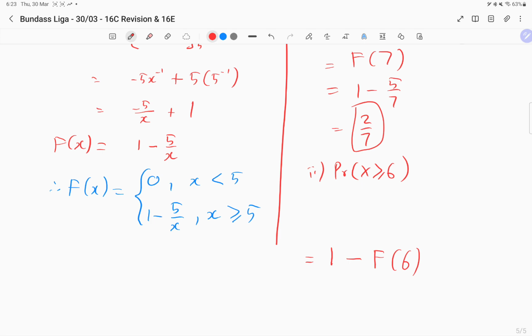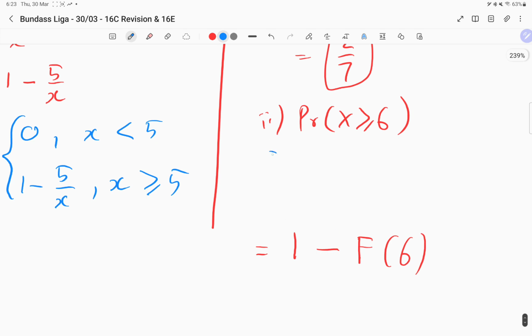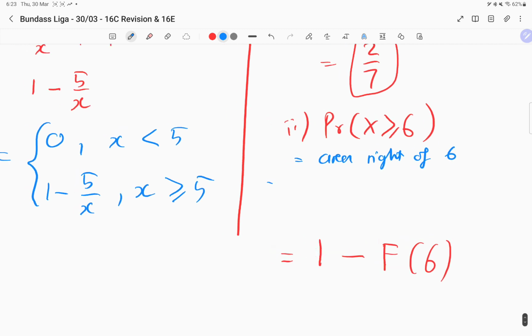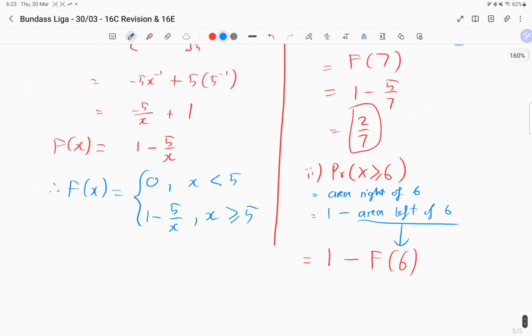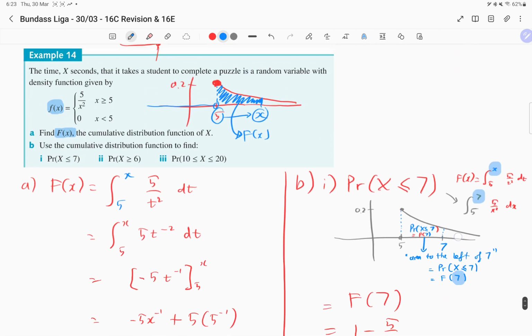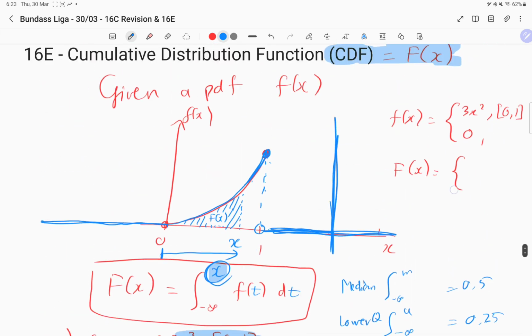So the explanation is, nominally, this would be the area right of 6, right? Which means this is the same as 1 minus the area left of 6, right? And the area to the left of 6 is the definition of big F. It's just big F of 6, right? So big F is the area to the left of a certain x value. Maybe I should write it up here somewhere.